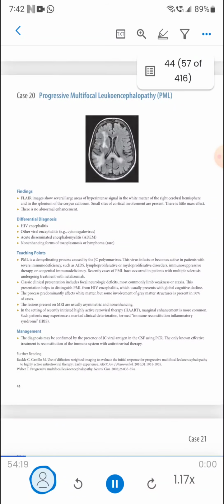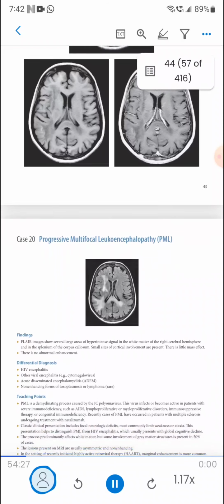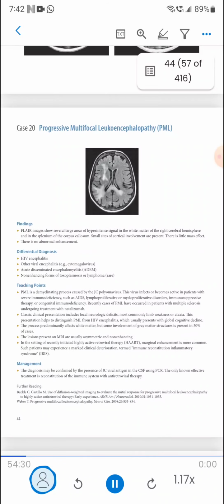Differential diagnosis. HIV encephalitis. Other viral encephalitis, e.g., cytomegalovirus, acute disseminated encephalomyelitis, ADEM, non-enhancing forms of toxoplasmosis or lymphoma, rare.